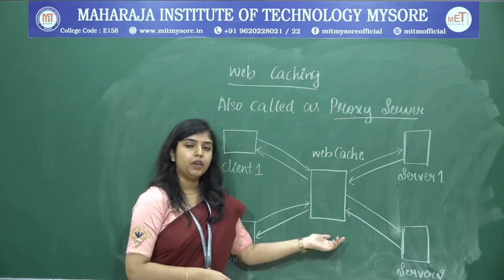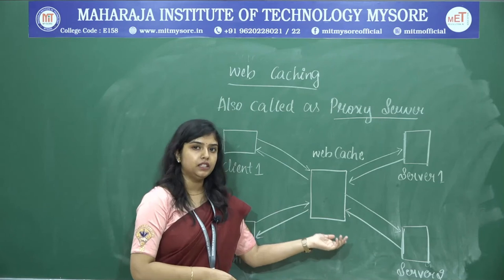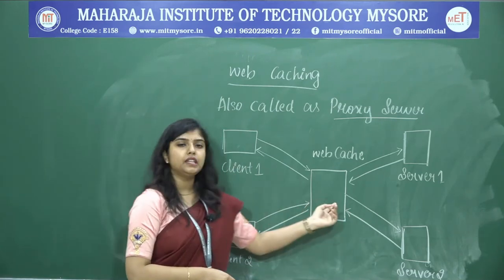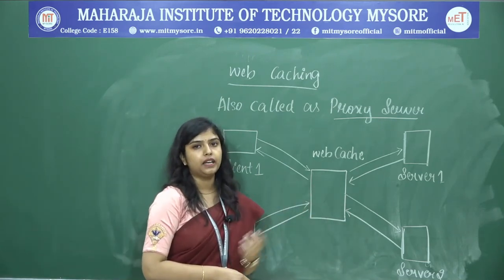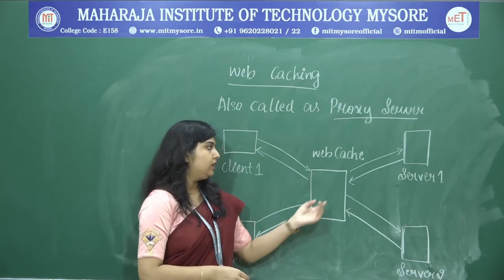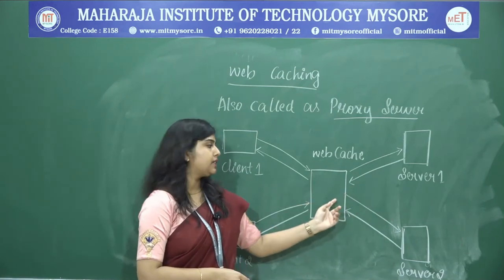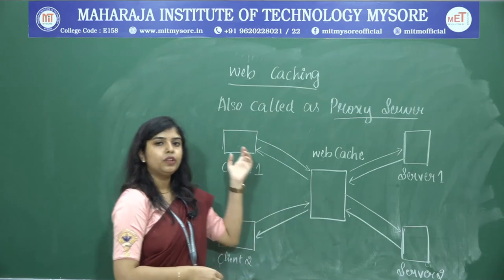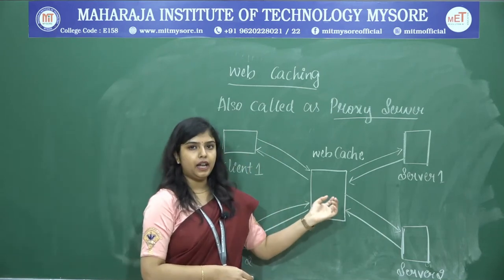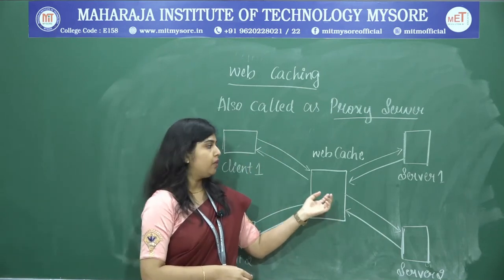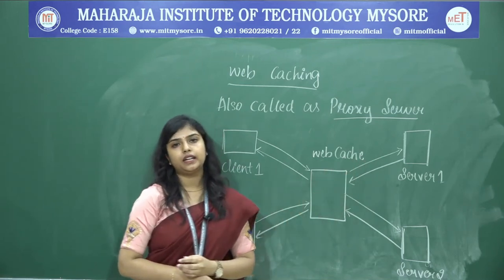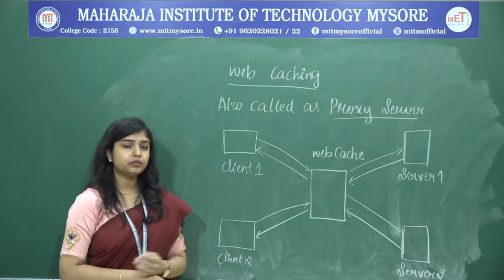Here you can see the web cache is acting both as client and as server. When the client is requesting, the web cache is acting as a server. When it is redirecting the request to the server, it is acting as a client. That means when it is receiving the request, it acts as a server, and when sending the request, it acts as a client.